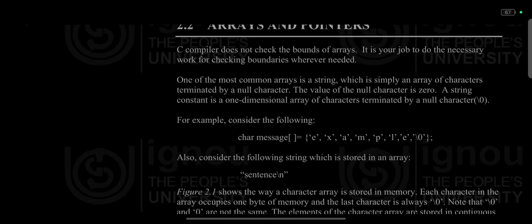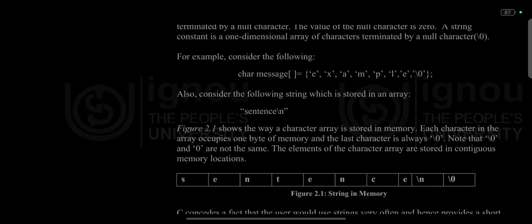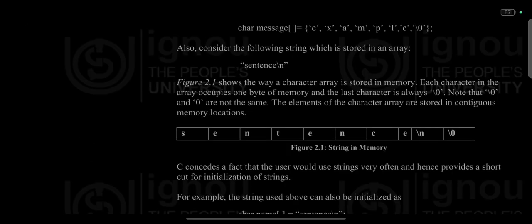One of the most common arrays is a string, which is simply an array of characters terminated by a null character. The value of the null character is 0. A string constant is a one-dimensional array of characters terminated by a null character \0. For example, consider the following: char message[] = "example\0". Also consider the following string, which is stored in an array: sentence\n.